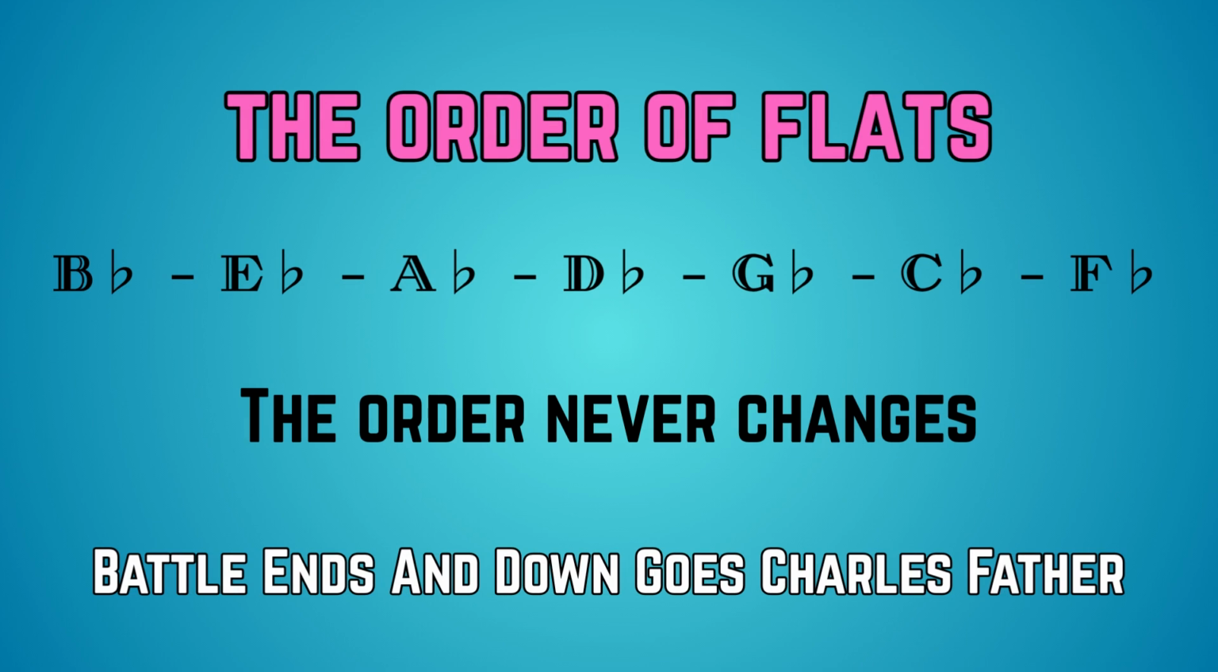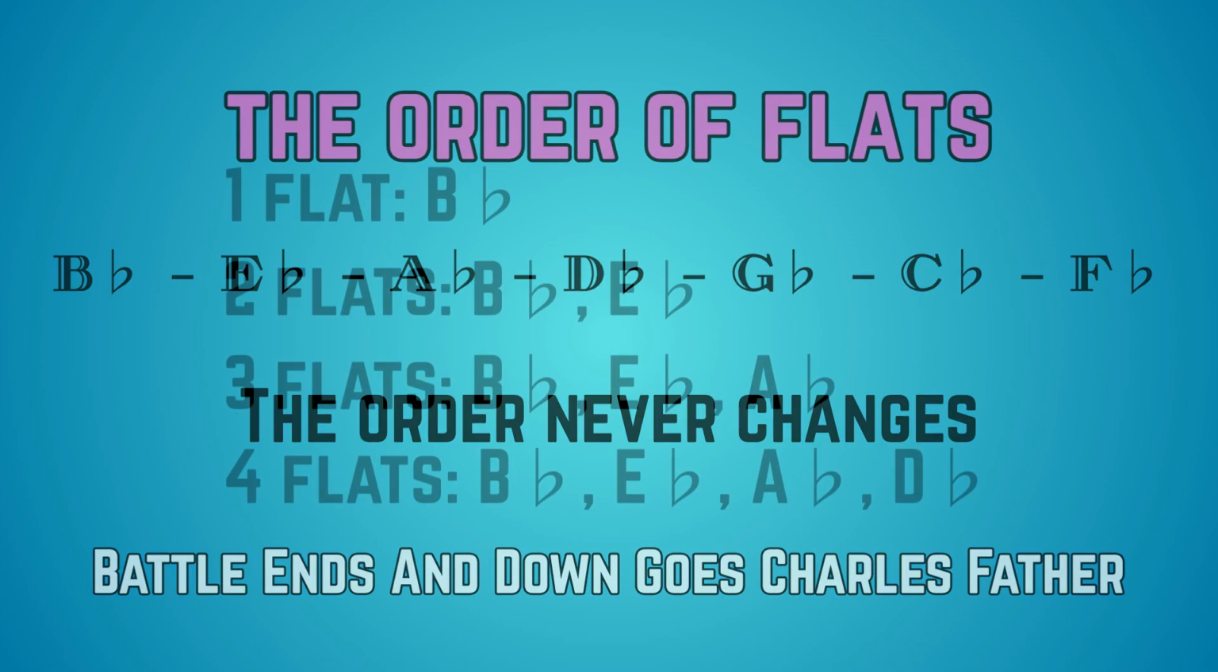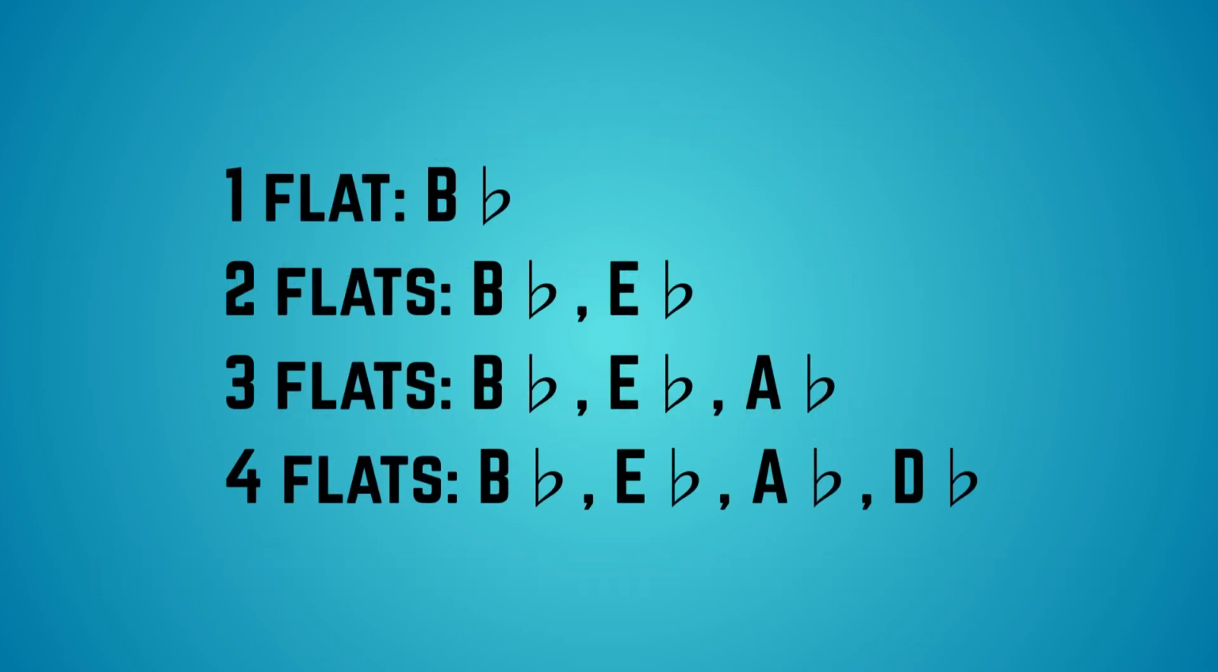A common memory sentence is, "Battle ends and down goes Charles' father." Once again, the order never changes. A key signature with one flat must contain B flat. A key signature with two flats contains B flat and E flat. The next flat added will always be A flat. Notice how the flats follow the same order as we increase the number.